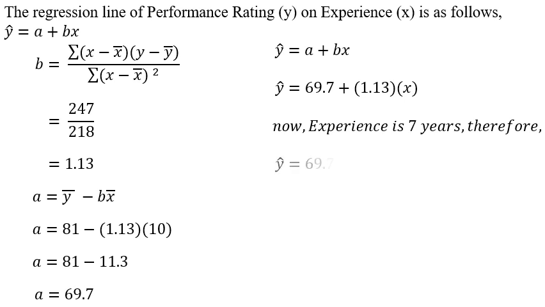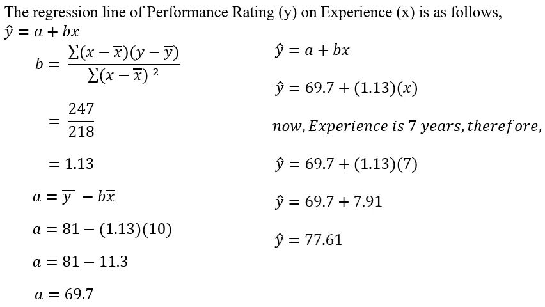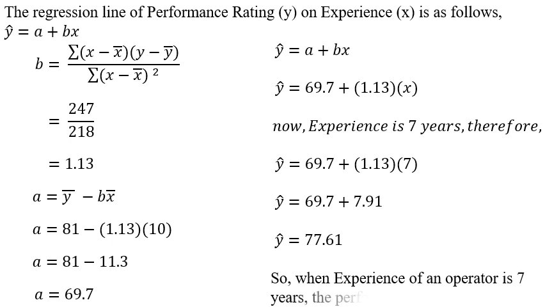Therefore, we will put 7 as the value of X into our equation. We will multiply the values and then we will add them, and we will get 77.61. So the performance rating will be 77.61 when the experience of the operator is 7 years. So my dear friends, that's your answer. Also, this is the end of exercise 3.1.